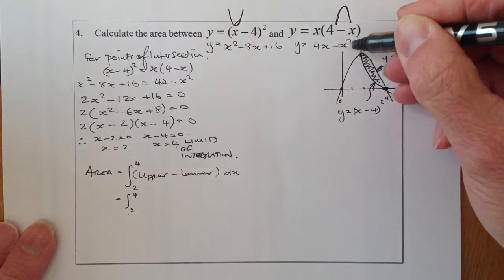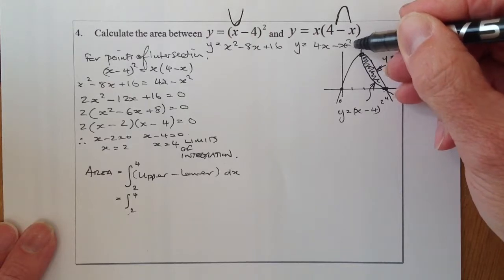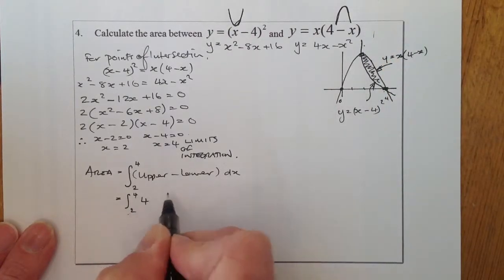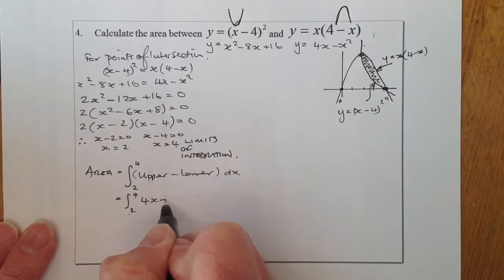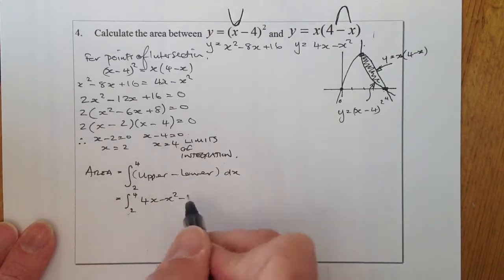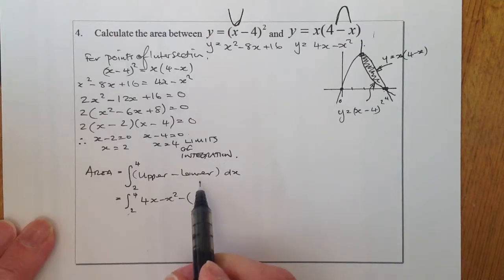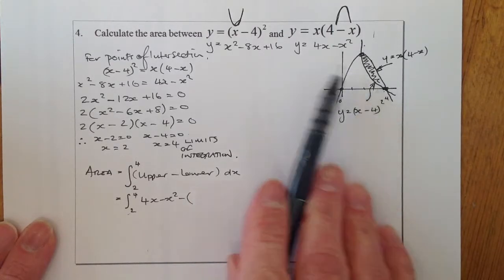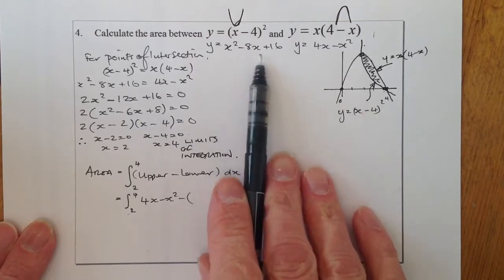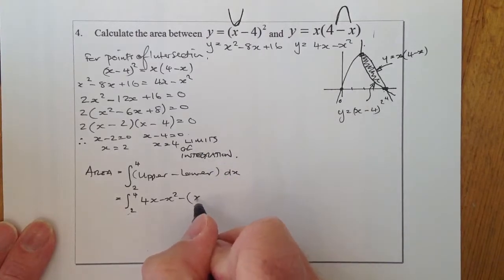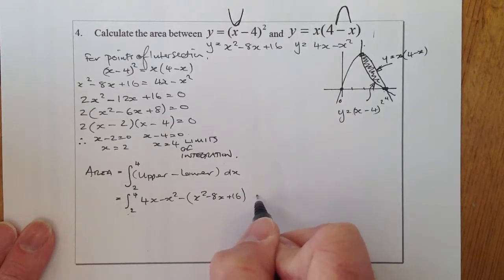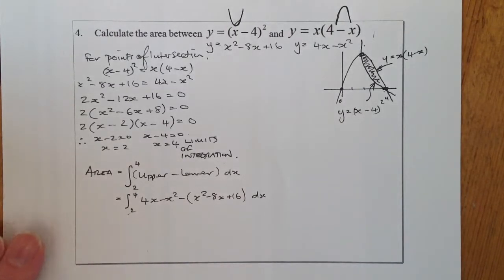Okay, so what I'm going to do is write that part in there that I've just multiplied out from that bracket. So the upper is 4x minus x squared, and then I'm going to subtract from that the lower. The lower curve is this one here, the one at the bottom of the area, and I'm going to substitute this part in here when I've multiplied it out. Remember to put it into a bracket, because all the signs are going to change as we multiply that bracket out by the minus 1.